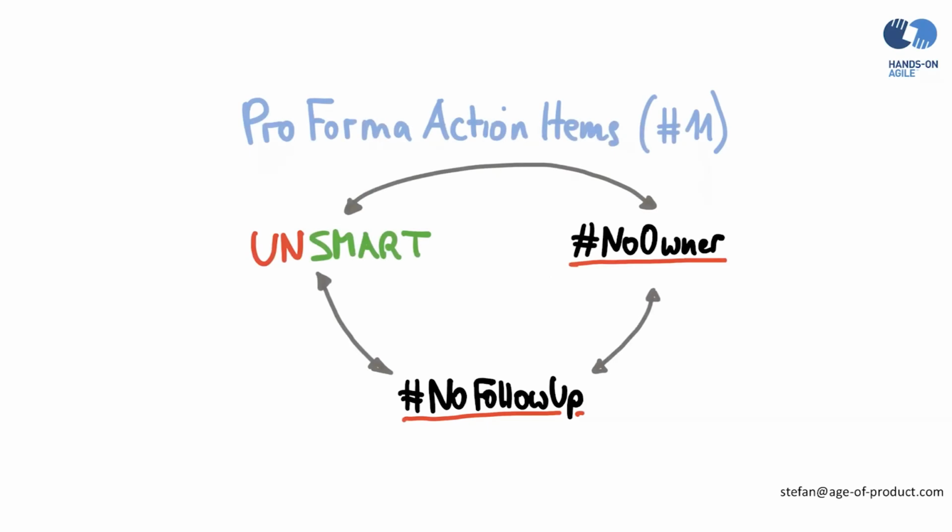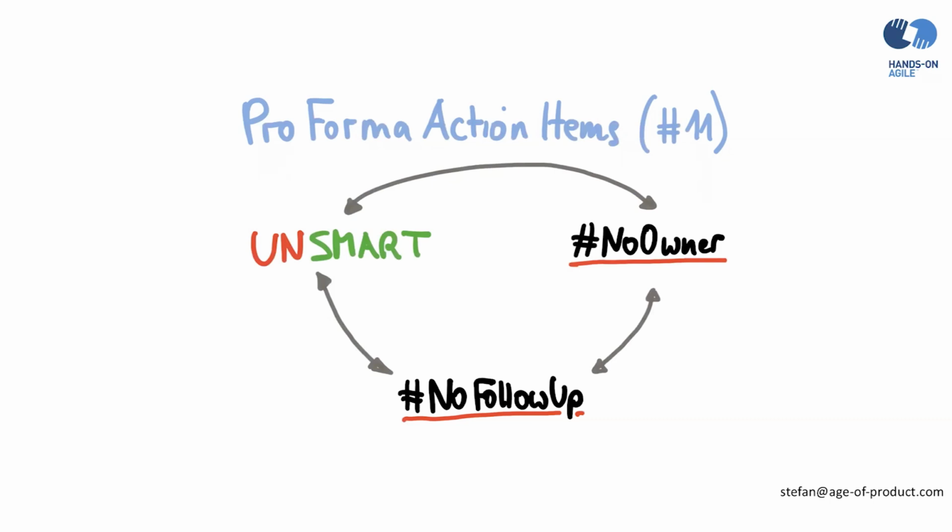Number 11. Pro forma action items. There are 3 issues surrounding action items. The kind of action items, who's owning them, and are you following up? Let's go through them step by step. Number 1, the team picks UNSMART action items. Bill Wake coined the SMART acronym for reasonable action items: specific, measurable, achievable, relevant, time-boxed. If the team picks unsmart action items, though, it sets itself up for failure.